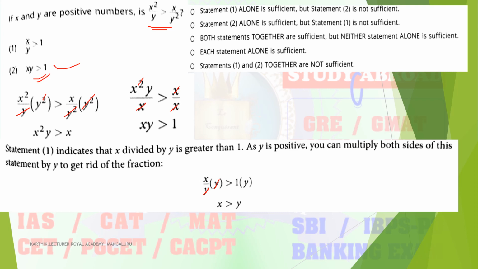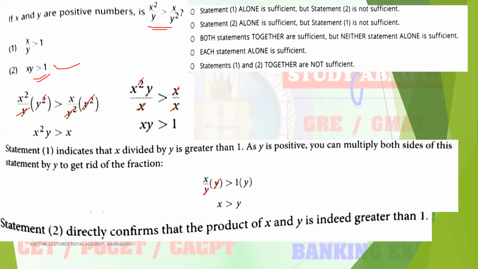Why? Because here we have x square divided by y is greater than x divided by y square. So this information is not enough to answer the question. Why? Because x is here also, x is there, and y is here also, y is there. So from this statement you can't answer the question. As y is positive, you can multiply both sides to get the fraction. So it is enough information.